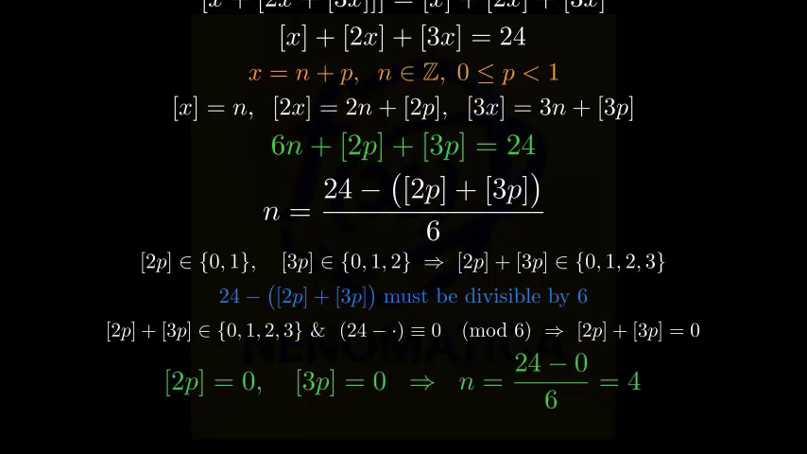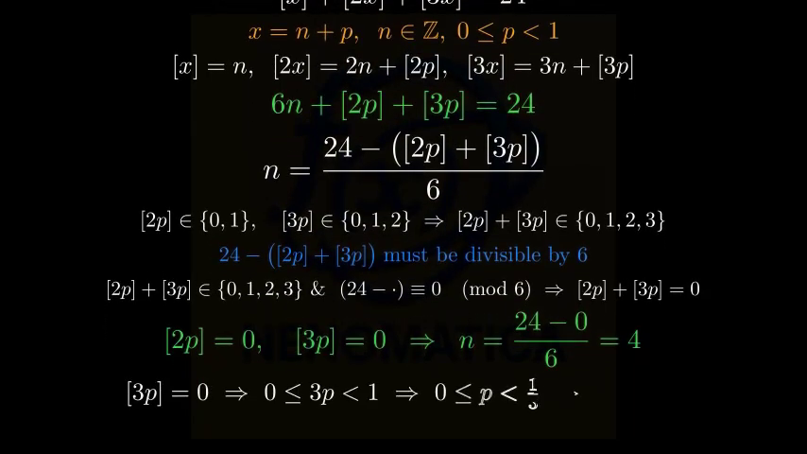The only option that makes the numerator a multiple of 6 is 0. Therefore, floor of 2p plus floor of 3p equals 0, which forces floor of 2p equals 0 and floor of 3p equals 0. Then n equals 24 divided by 6, which is 4.